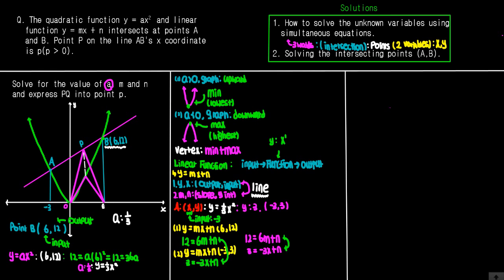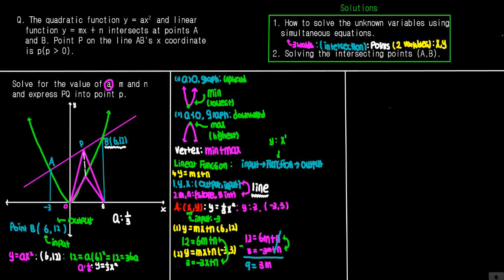which means we can subtract these to remove one of our variables. If we subtract, our n value is going to be removed. So we're going to get 9 is equal to 3m.